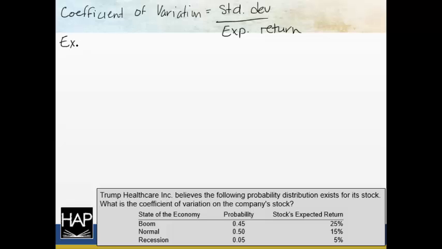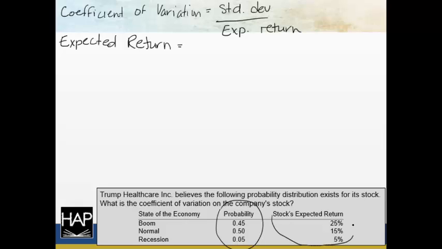The expected return is equal to the probability of each situation multiplied by the stock's rate of return in that condition. So in other words, the probability of a boom multiplied by the stock's return in the boom, plus the probability of a normal economy multiplied by the stock's expected return in that economy, and then again the same thing for the recession. If I'm using the numbers that I was provided with, the probability of each situation and the stock's expected return, I can just plug those values into the formula.